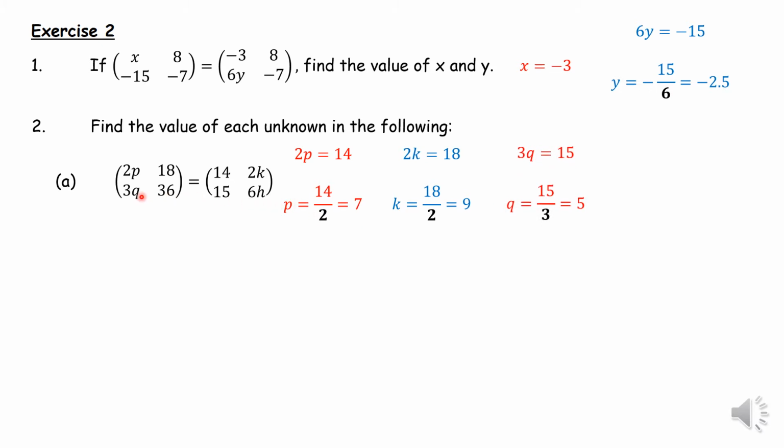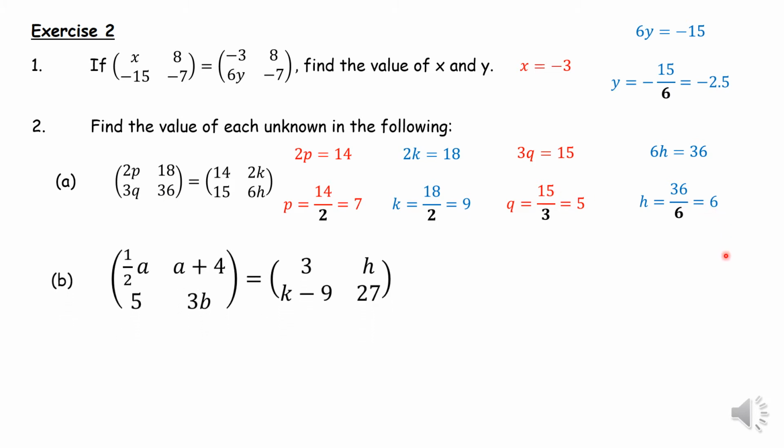Or first of all, 3q is equal to 15 there. Therefore, q is equal to 5, and 6h is equal to 36. Divide throughout by 6, h is equal to 6.